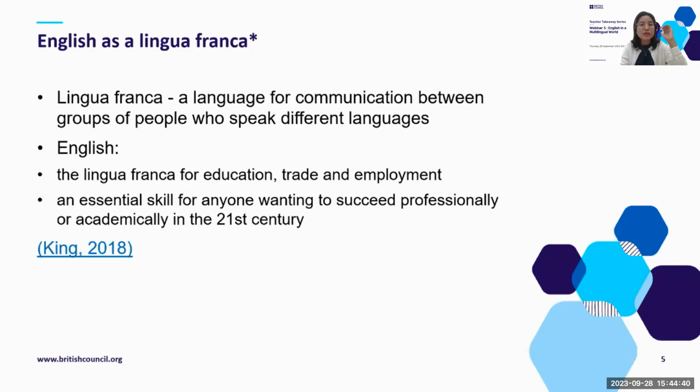We know that it is a very important language, and it has had increasing importance in education. We have to pursue further studies, mainly through English in most cases, and it is also the trade language and the language of opportunity. If you want a good job, you must know English or be proficient in English. So knowing English has become an essential skill for anyone who wants to succeed professionally or academically in this world.